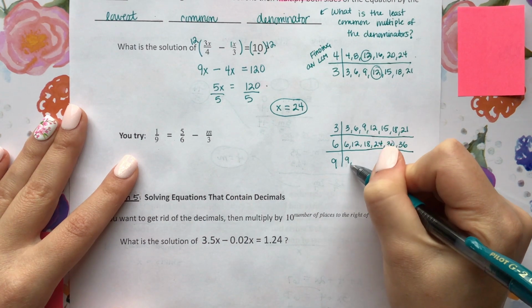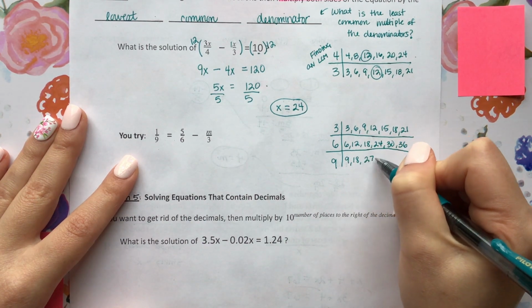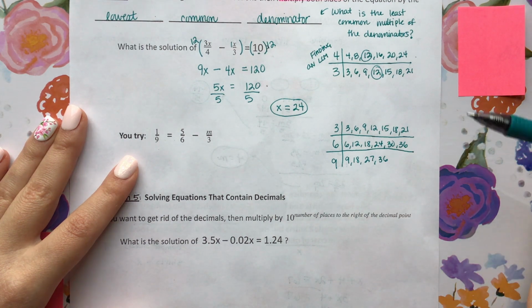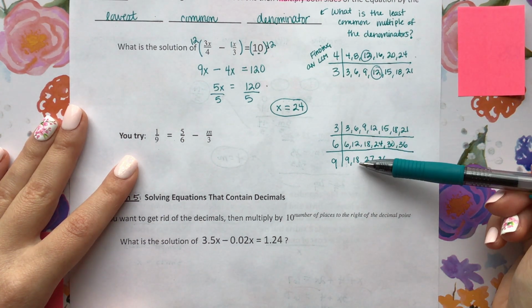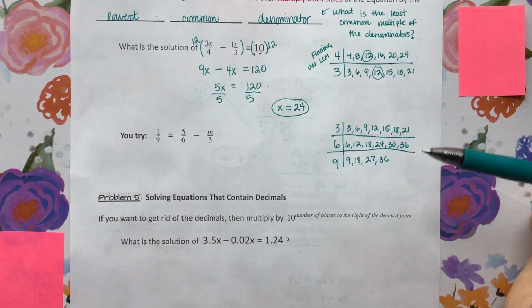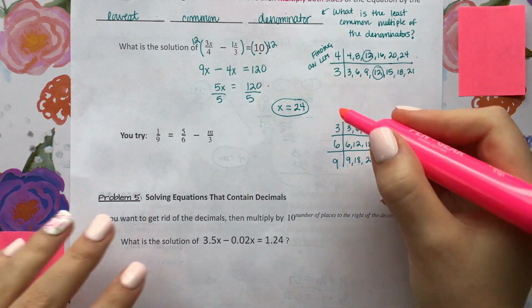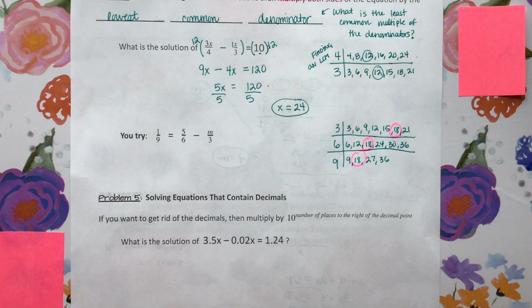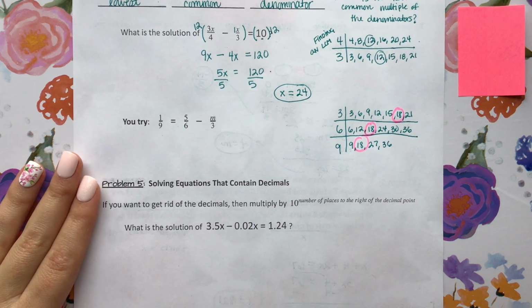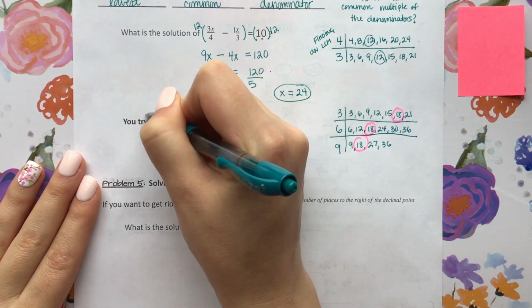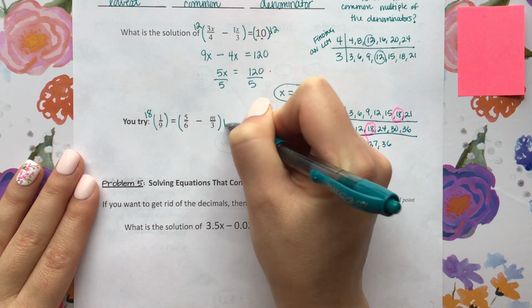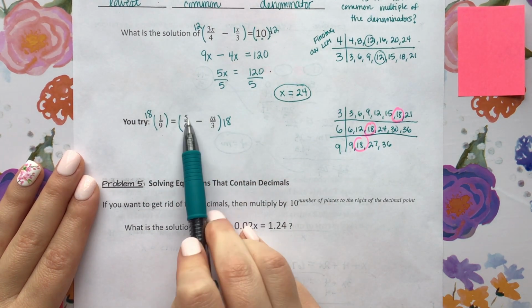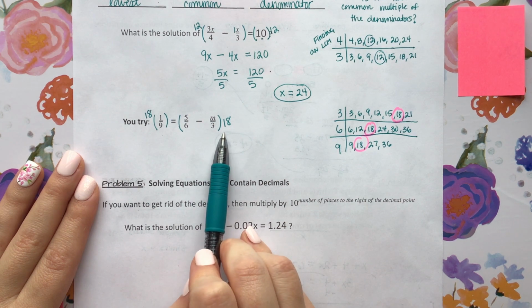9 is 9, 18, 27, 36. So I'm going to stop there because notice we have found a number that they all have in common, 18. I will circle those for you guys. I've got 18 in common with all three of them. So that means that 18 is going to be my least common multiple, or my lowest common denominator in this example. So I'm going to multiply the left side by 18, and I'm going to multiply the right side by 18. Remember, everything in the parentheses gets multiplied by 18.